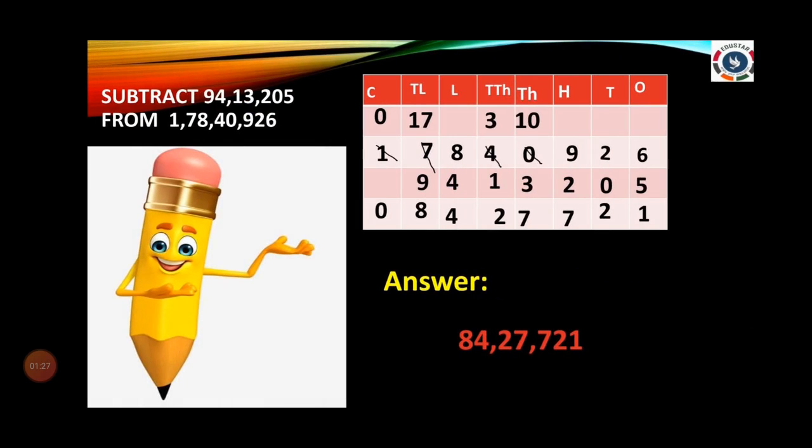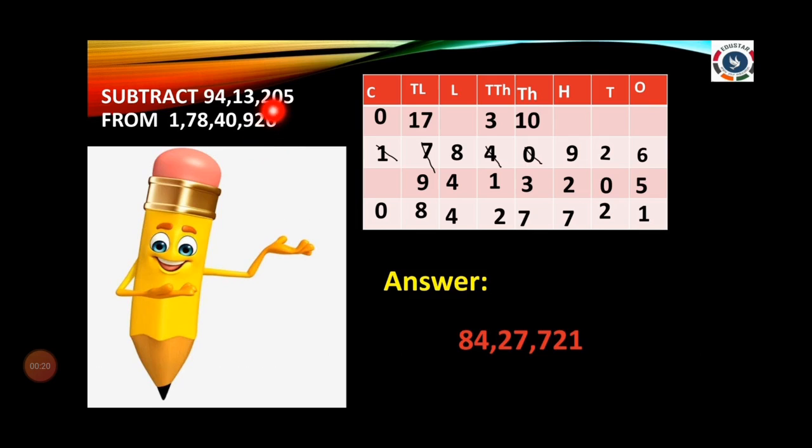Then we are going to subtract the bigger values. So subtract 94,13,205 from 1,78,40,926. Now we are going to arrange the numbers according to the place values. Whenever you are writing the numbers, you start from the right side onwards, from right to left you want to write.